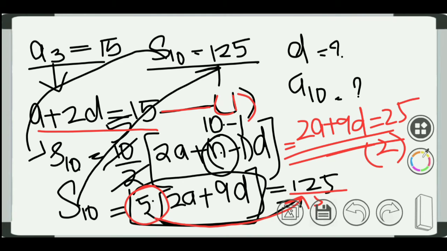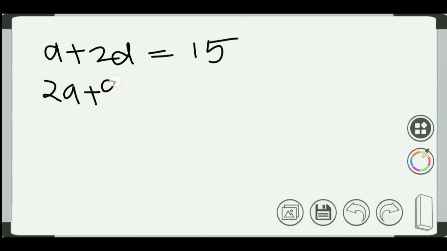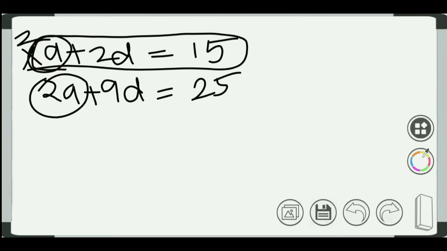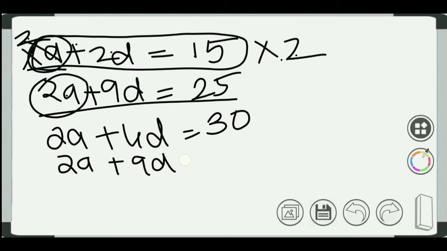Eliminate by elimination method. Okay. So your first equation was a plus 2d equal to 15. Second equation was 2a plus 9d equal to 25. You can make this a and this a equal by multiplying the whole equation by 2. Okay, then you can eliminate this a term. So 2 into a, 2a, 2 into 2d, 4d equal to 2 into 15, 30. Then this equation, 2a plus 9d equal to 25.